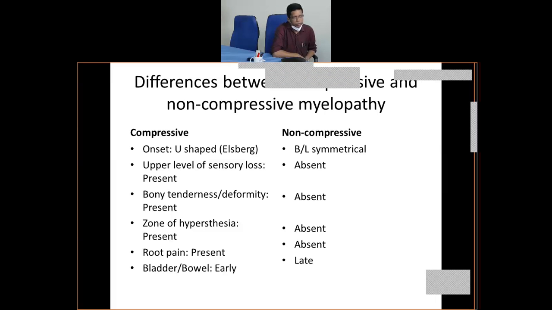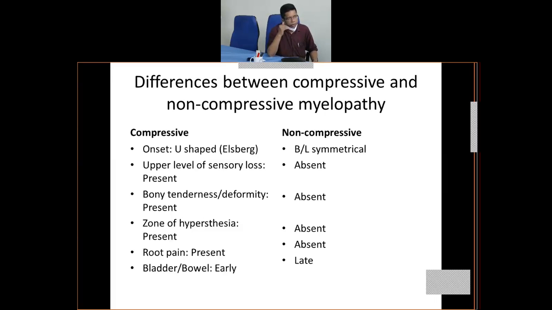As you know, in compressive lesions, suppose there is a lesion in the cervical cord, it will involve, say, the right upper limb, then go to the right lower limb, then involve the left lower limb, and then the left upper limb. So this is called U-shape involvement, also known as the Ellsberg phenomenon. But in non-compressive, it's like complete transection of the cord, so it is bilateral and symmetrical.